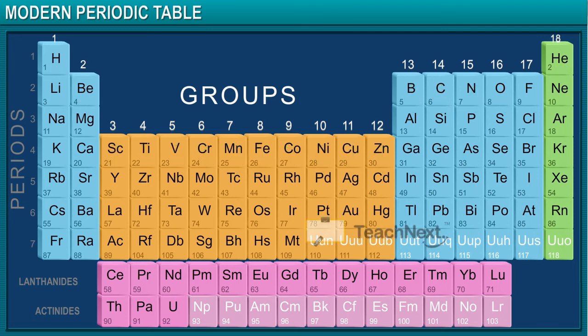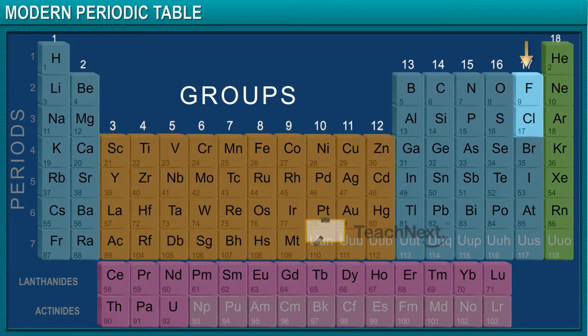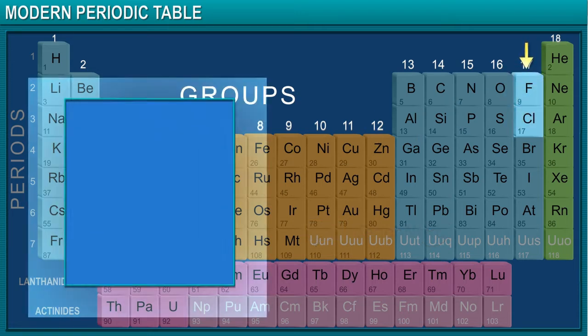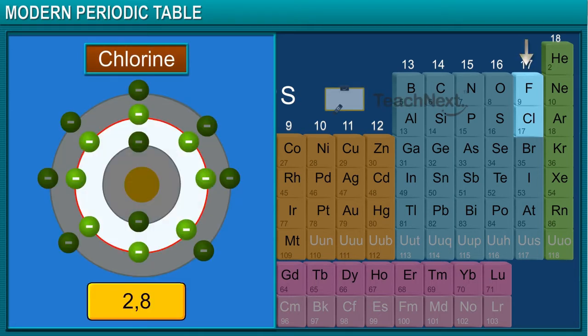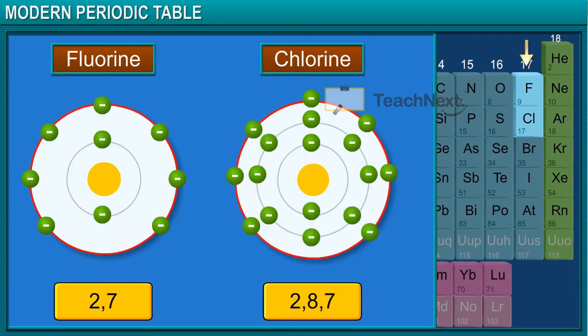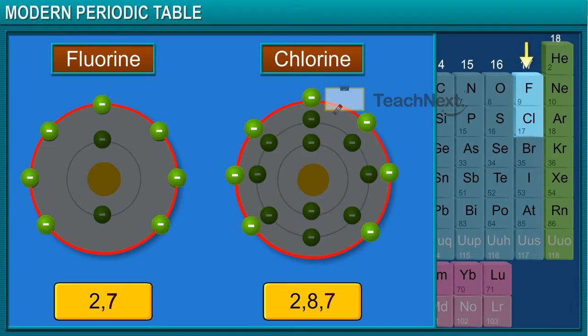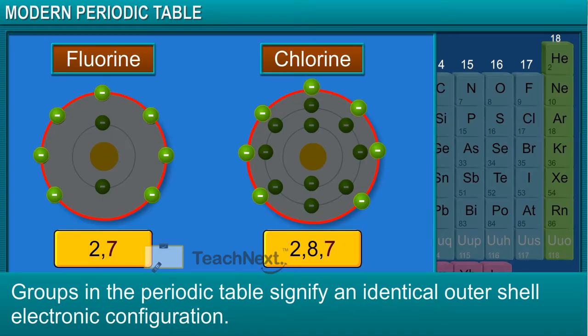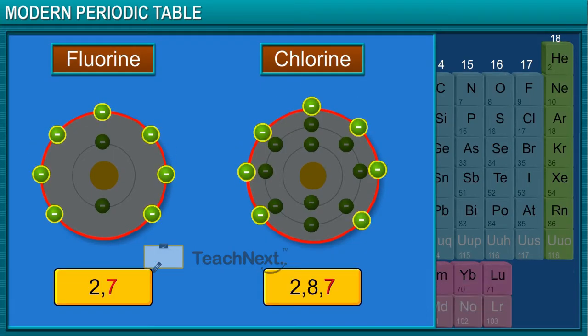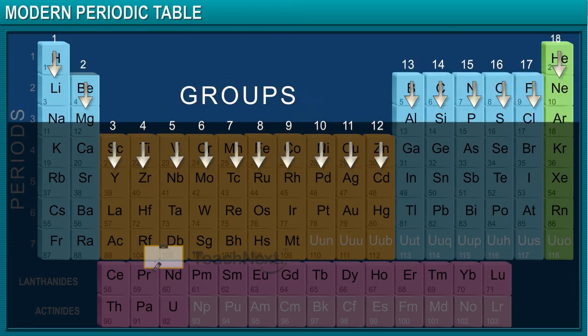Let us take the example of fluorine and chlorine, which belong to group 17 in the periodic table. The electronic configuration of fluorine is 2, 7 and chlorine is 2, 8, 7. Both of them have the same number of valence electrons. Hence, we can say that the groups in the periodic table signify an identical outer shell electronic configuration. The number of shells also increases as we go down the group.